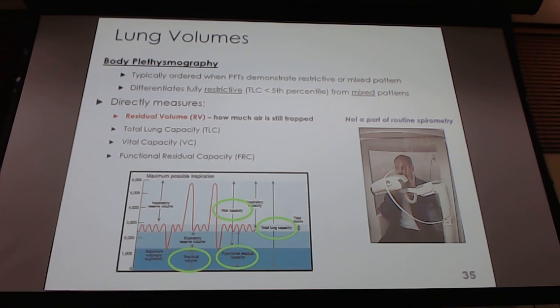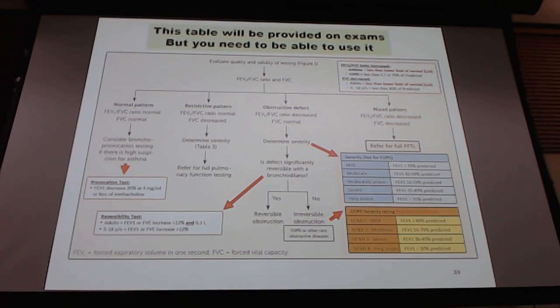All right, last couple topics, sort of. Here's our body plethysmography. This is a full PFT. This is how we get our residual volume. I'm not going to say a lot more about that, but when we have patients that have these mixed patterns, you really want to see what that residual volume is.